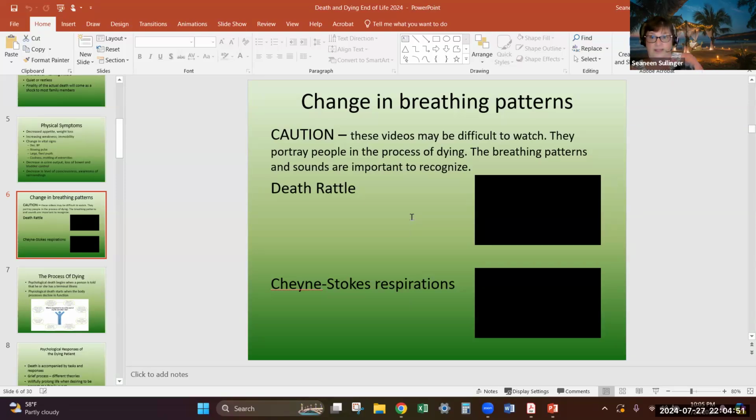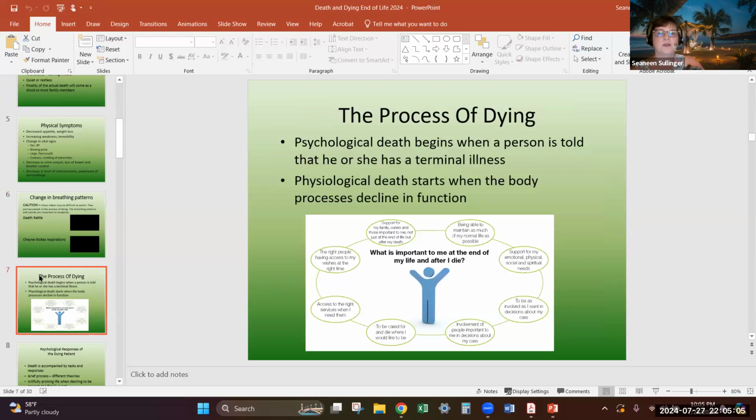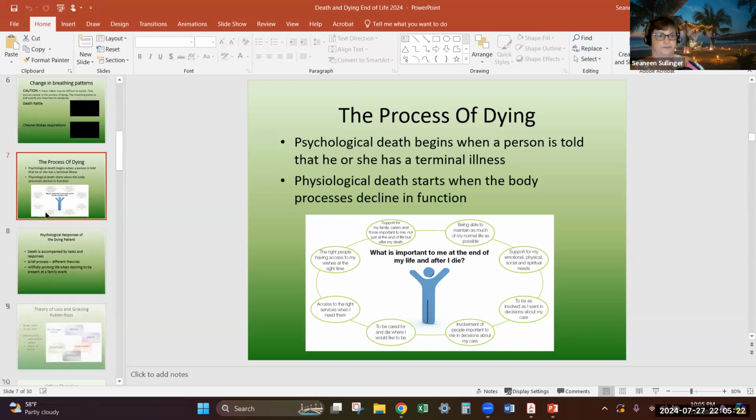And they'll hold their breath, and you're waiting for them to take another breath, and then eventually they will. But you think maybe it's their last breath. You're not sure. That can be kind of scary as well. And so you need to know the difference, the physiological death versus the psychological death. The physiological death is when the body processes start to decline. The psychological death is when the person is told that he or she has a terminal illness, for example.